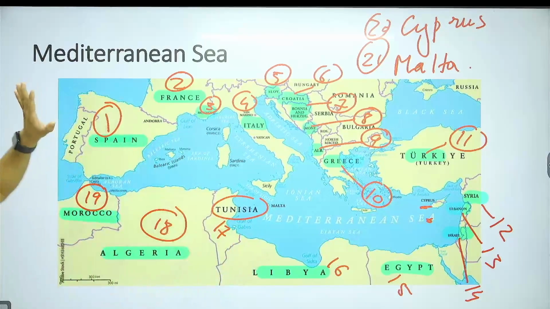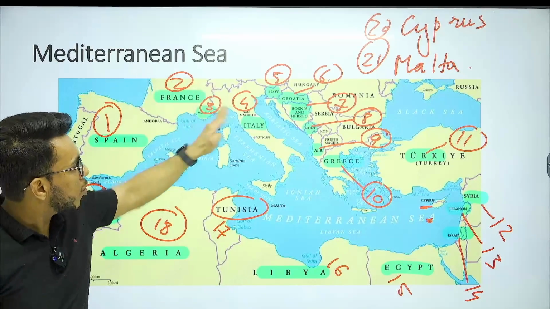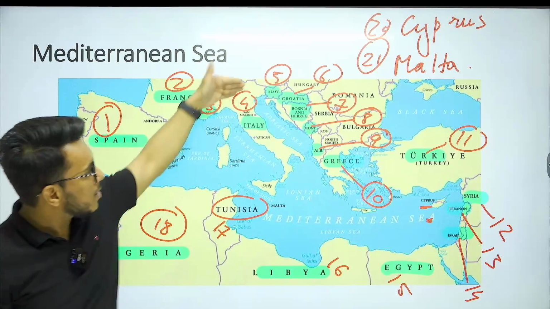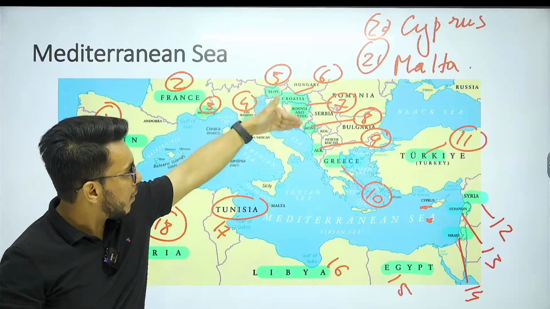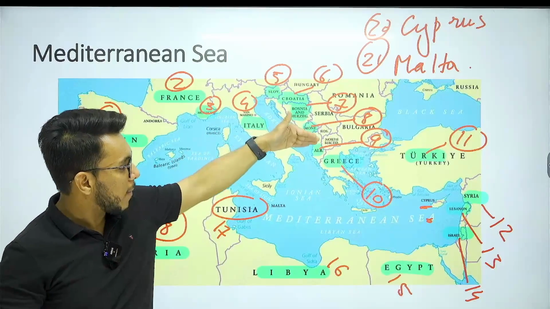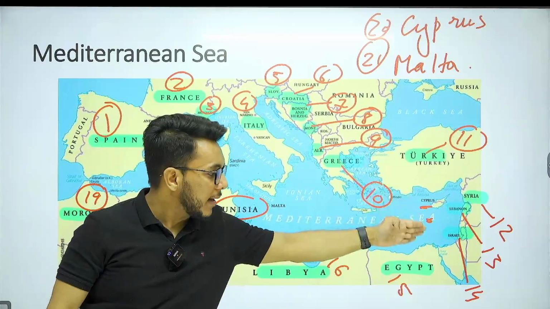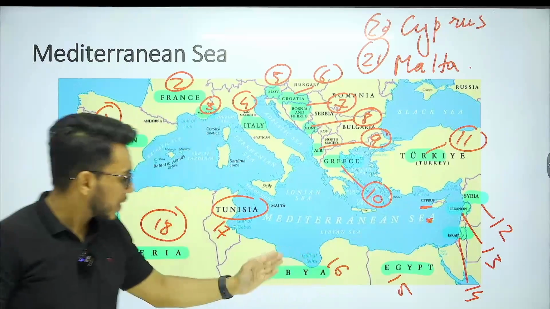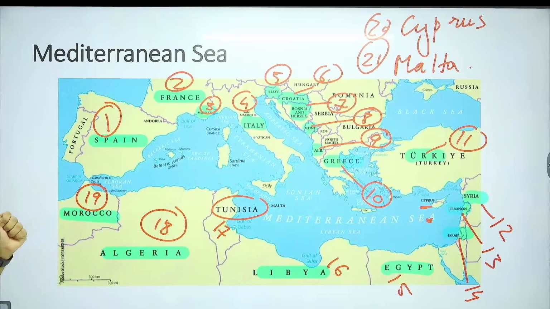So we have number one, Spain, then we'll go to France, then Monaco, Italy, Slovenia, Croatia, Bosnia-Herzegovina, Montenegro, Albania, Greece, Turkey, Syria, Lebanon, Israel, Egypt, Libya, Tunisia, Algeria, and Morocco.